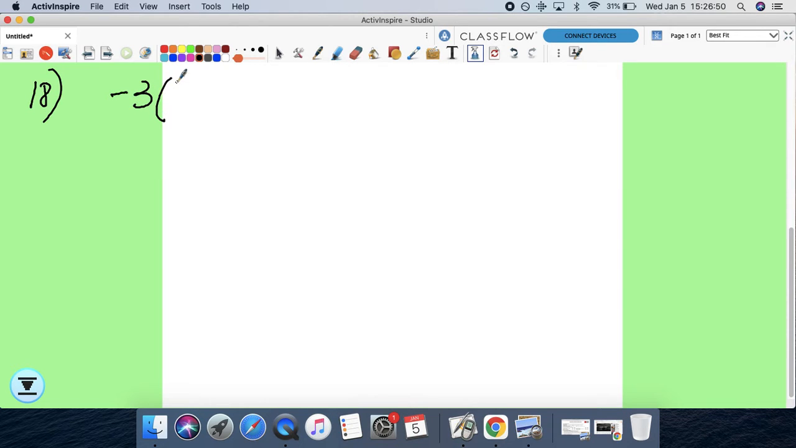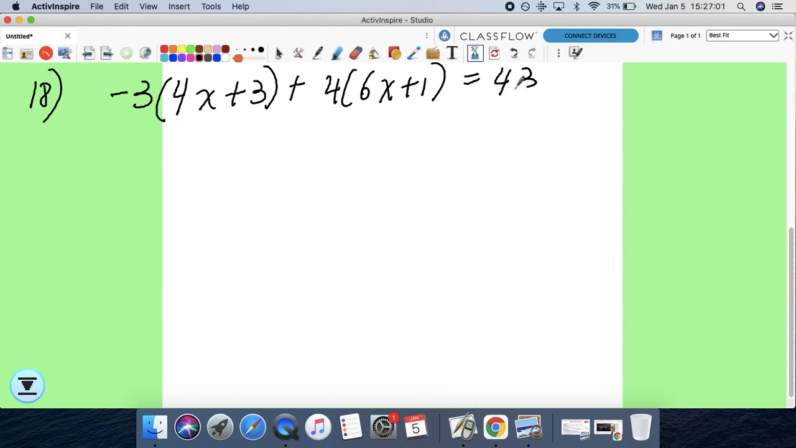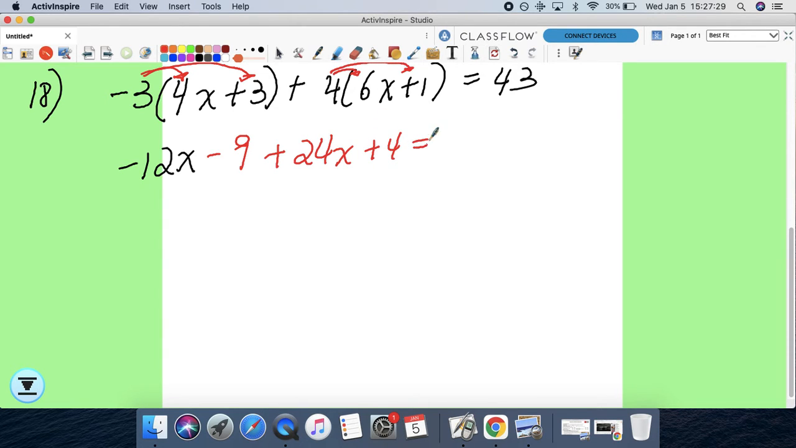Negative 3. This one's a long one. 4x plus 3 plus 4, 6x plus 1 equals 43. So negative 3 and 4 is negative 12x, right? So we do the distributive property. Negative 3 times 3 is, sorry, not positive, but negative 9. And then 4 times 6 over here, right? Positive times a positive, we get 24x. Then 4 times 1 is 4, and that equals 43.